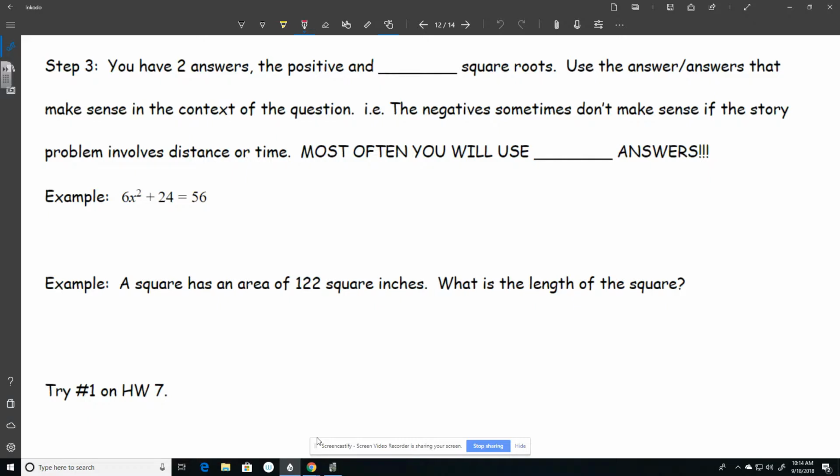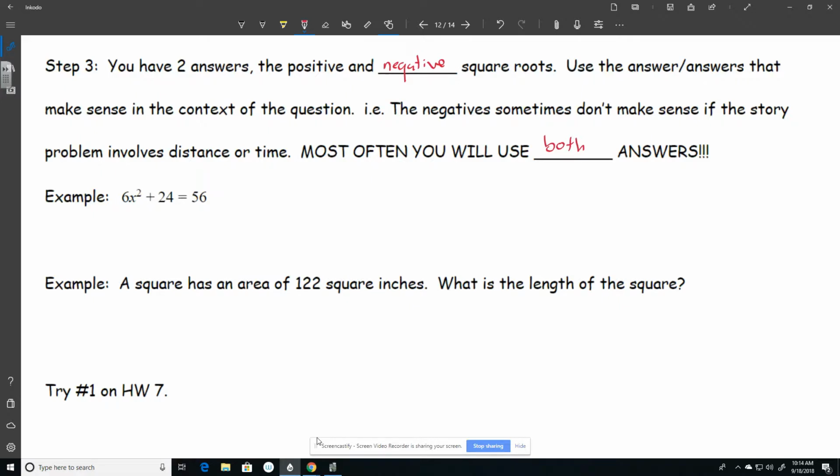Just to reiterate, you have those two answers. Let's finish filling out the notes. The positive and the negative square roots are answers. Most often you use both answers, okay? But every once in a while, in the question that's being asked, one of those answers won't make sense.